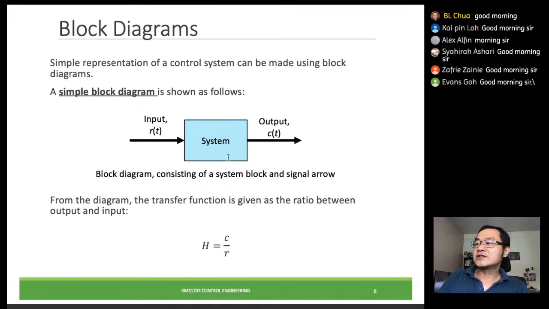So usually we will write the transfer functions inside the block, right? And then the representations of signal, maybe we can say this is R, this is C, and so on, next to the arrow, or the line itself. So from this transfer function, as we have learned before, transfer functions generally describe the relationship between the output and the input. So we have a ratio between them, output over the input. So this gives us the H, the transfer function inside the block, output over input, so C over R.